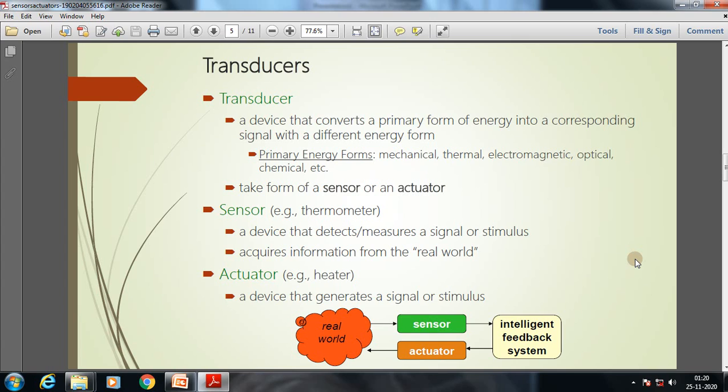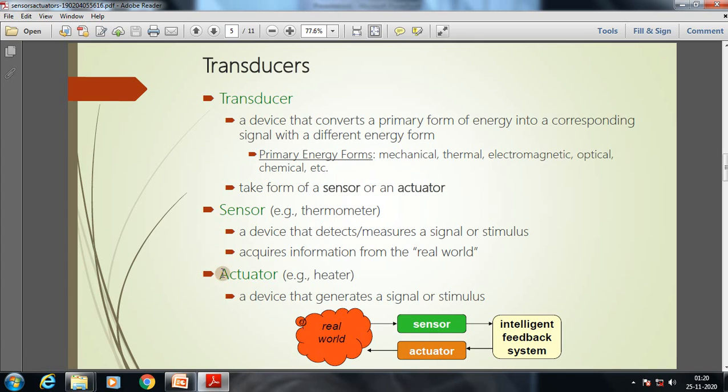So this is basically the function of a sensor: a device that detects and measures a signal or stimulus and acquires information from the real world. It acquires the information from the real world, that was the temperature of the physical body, and it stores it in a form that is understandable for any human being.